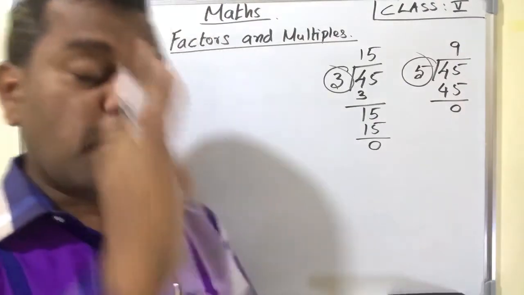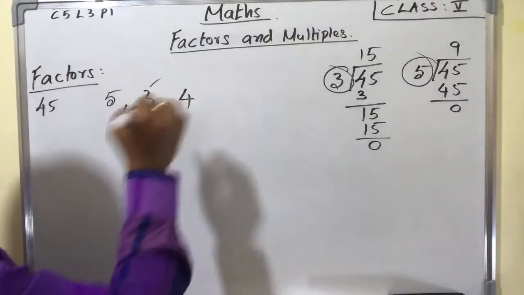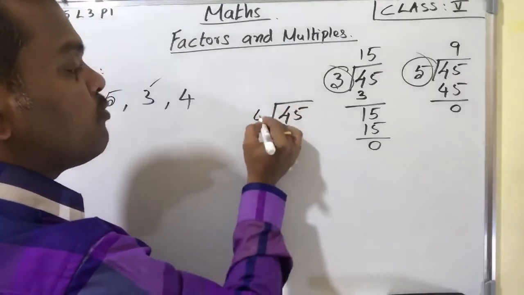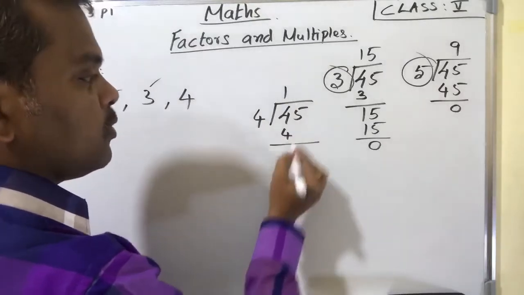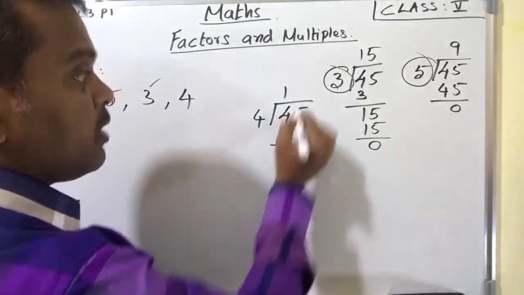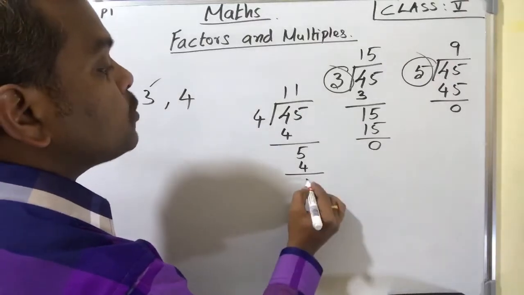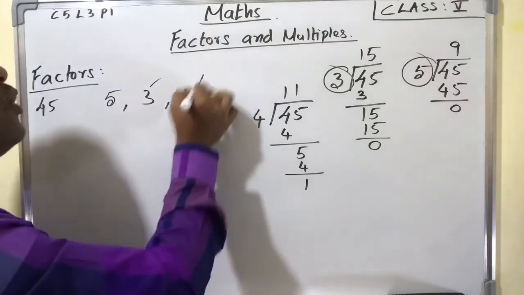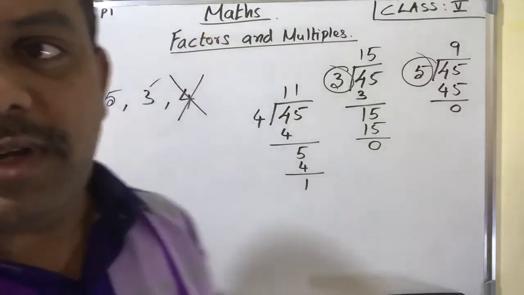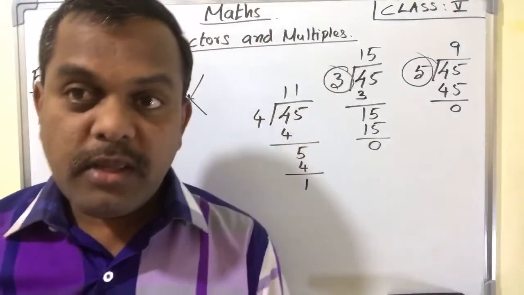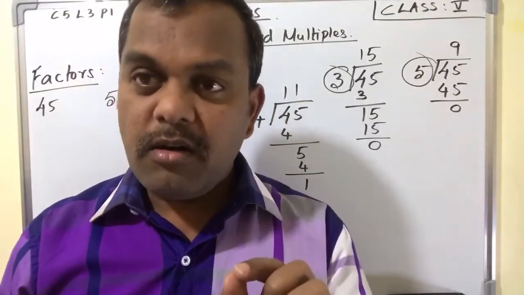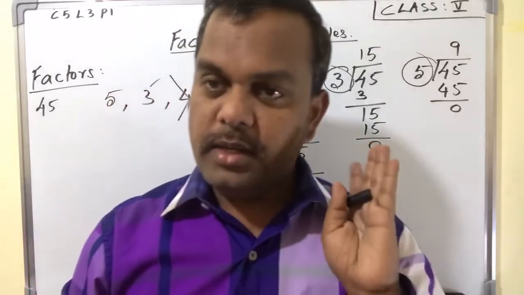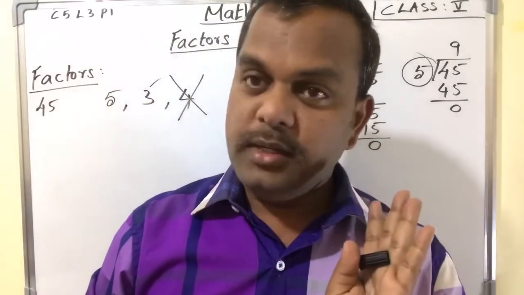Okay, check 4. Is 4 a factor of 45? We will check. 45 divided by 4. 1 4 is 4. Bring this 5 down. 5. 1 4 is 4. Balance 1. It is showing a remainder. So 4 is not a factor of 45. So understand carefully. What is a factor? A factor of a number divides the number without leaving any remainder.